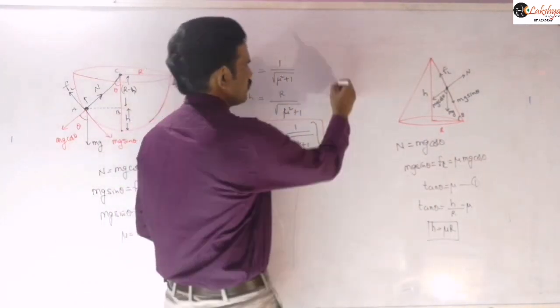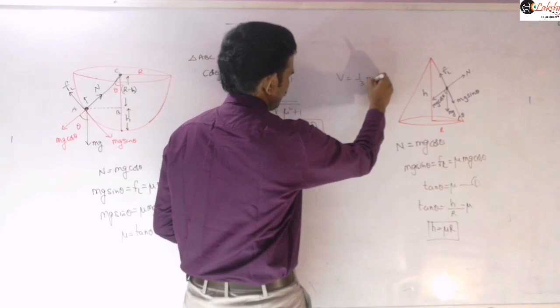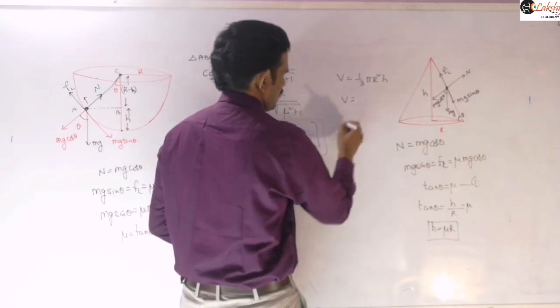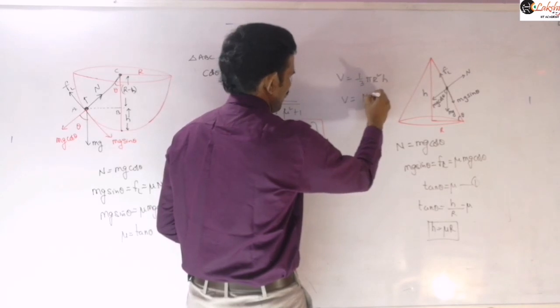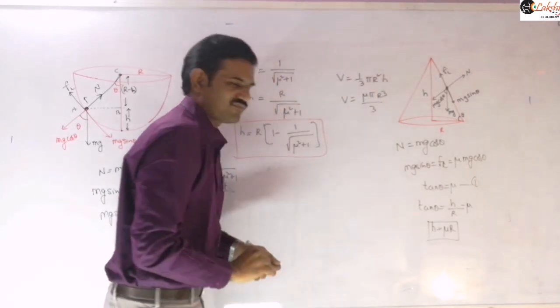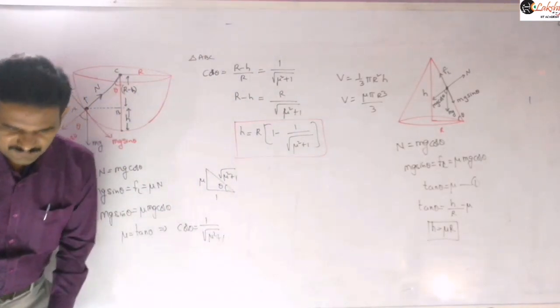And then the volume of the cone: you can write the volume with h, so you can substitute that expression there. So this will be mu pi r cube by 3. That will be the volume of the cone of sand possible there.